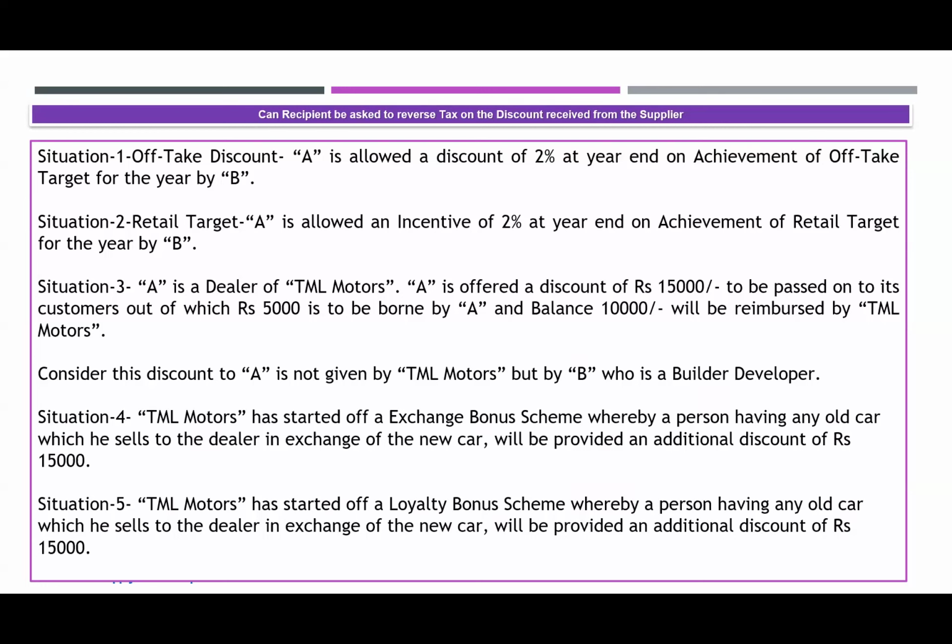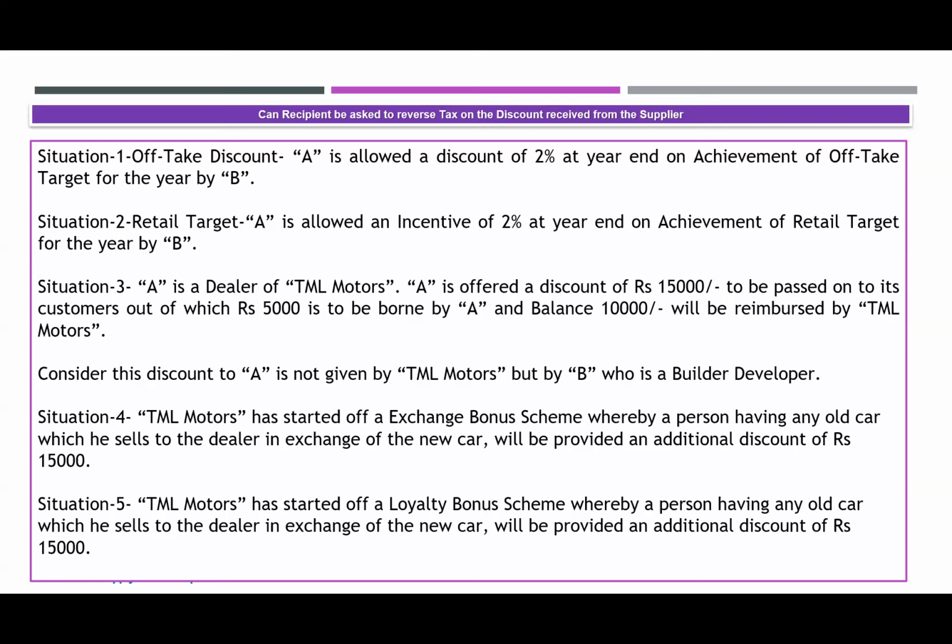Correct. Once the sale has been effected, has A already paid off the money? No, TML Motor, even before A made the sale to the customer, has passed on that money, saying that, okay, you can further give the discount.